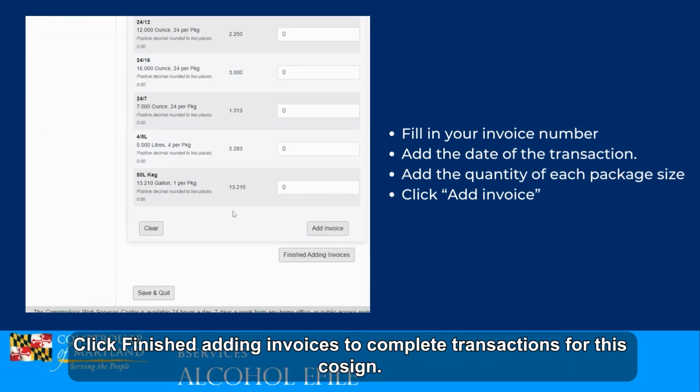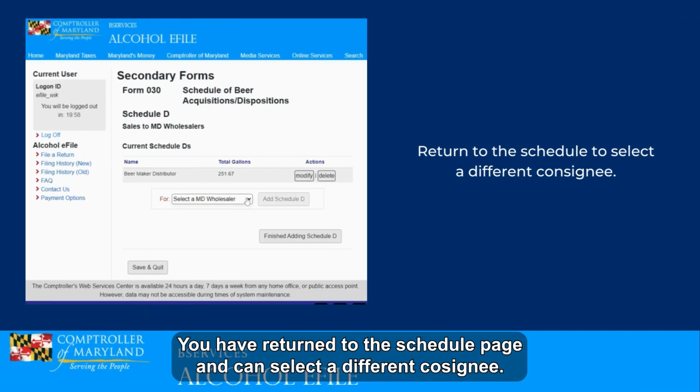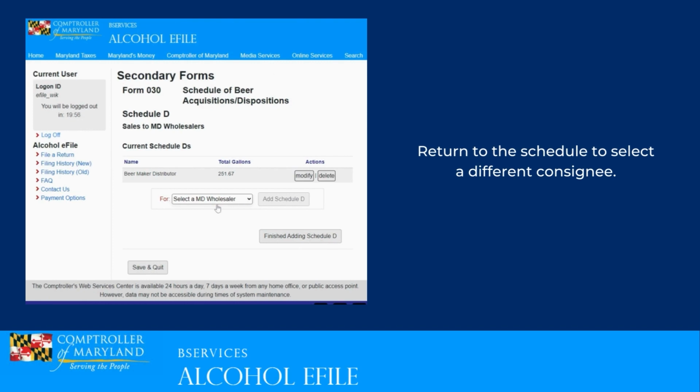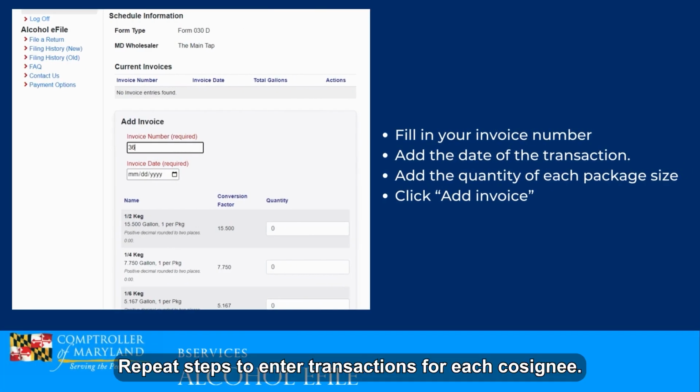Click Finished adding invoices to complete transactions for this consignee. You have returned to the schedule page and can select a different consignee. Repeat steps to enter transactions for each consignee.